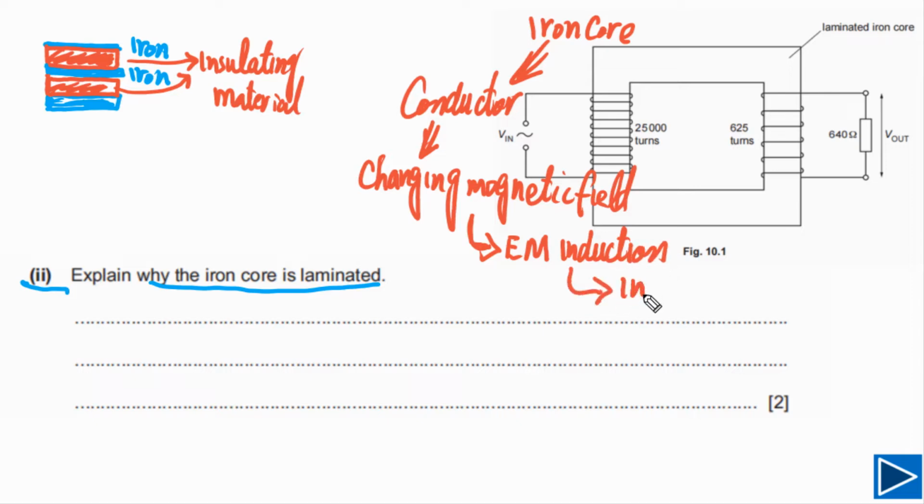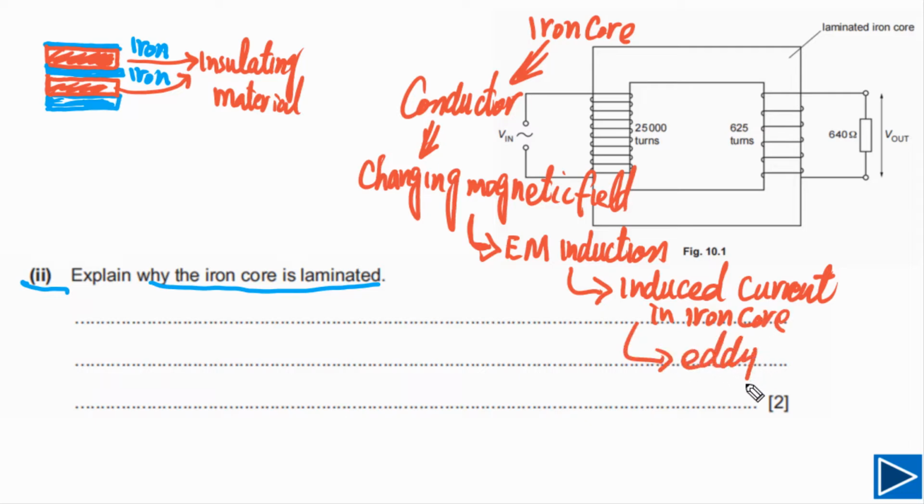induced current will be produced. That induced current in the iron core we call eddy current. This eddy current will cause loss of electrical energy, so there will be power loss. We can say P is equal to I squared times R.